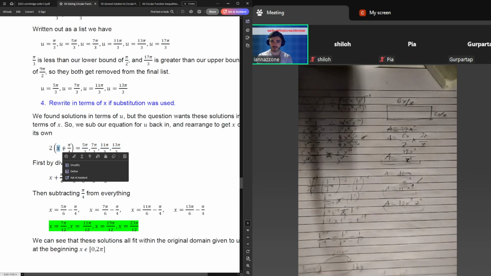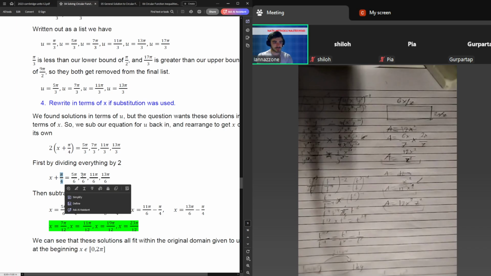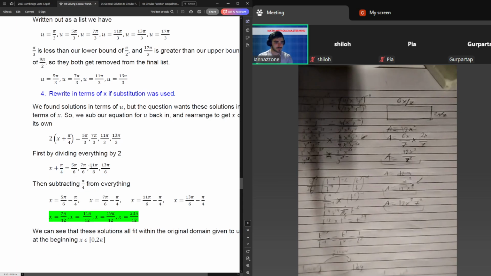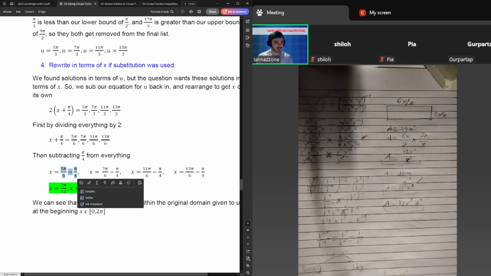Last up, rearrange for x. So in this case, that means divide everything by 2. That'll cancel this one out and make all these a denominator of 6. That's usually the easy bit, just changing all these to a 6. What's a bit more challenging is if they choose a difficult subtraction, like I've done here, then it means that you're going to have to change your denominators again to make that subtraction appropriate.